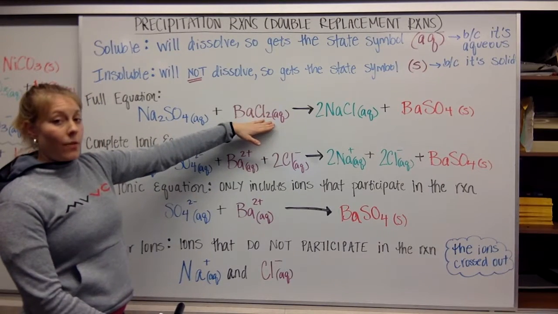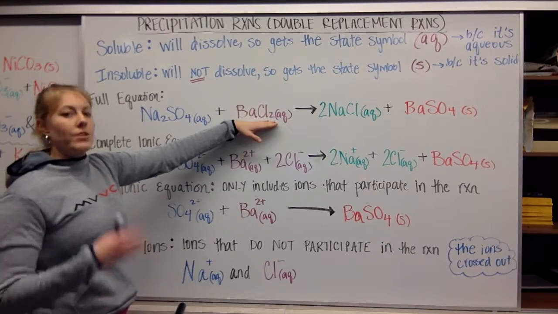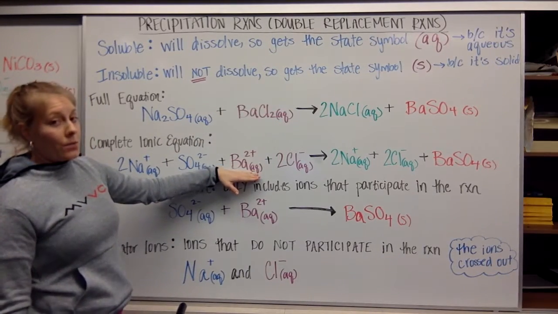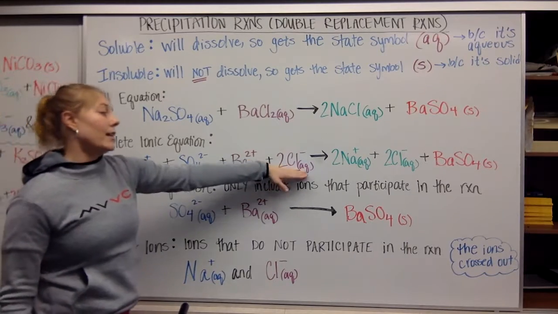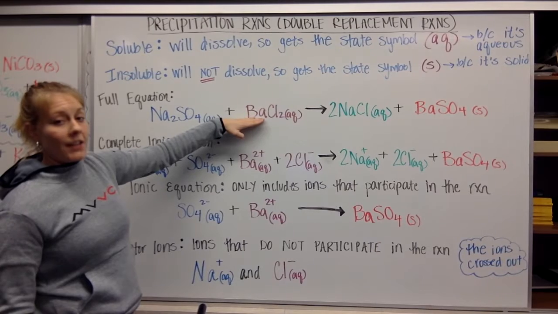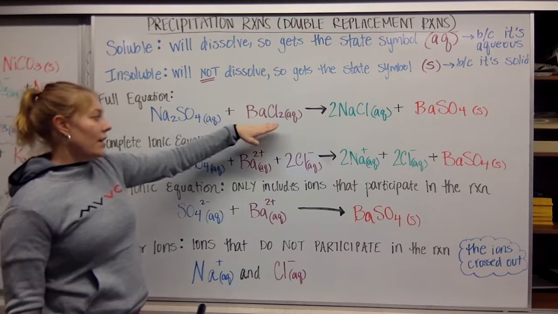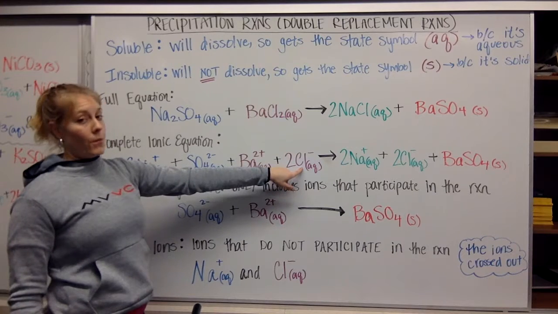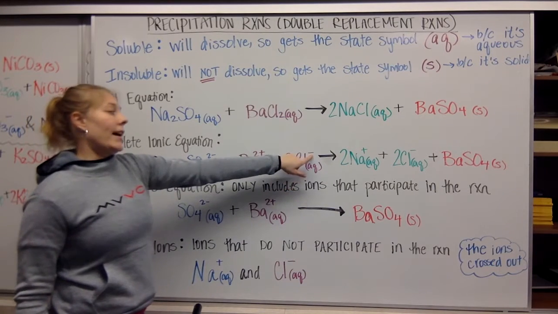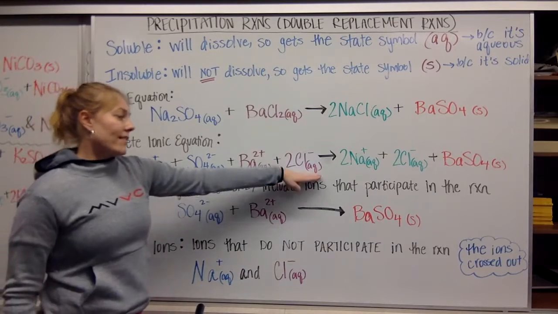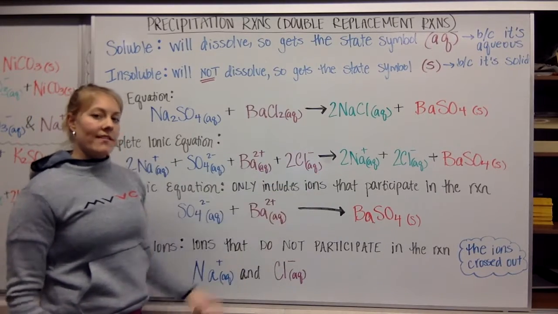BaCl2, also aqueous, is also going to dissolve, which means it's going to break up into its ions. Ba with a 2+ charge and two chlorines, right? We have one Ba, and we know from the periodic table that barium has a 2+ charge, and we see two chlorines here. Two chlorines, and we know from the periodic table that chlorine has a 1- charge. Both of these are aqueous, so they get the state symbol aqueous.